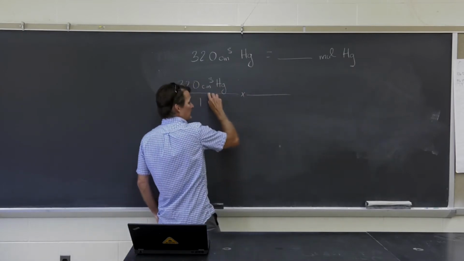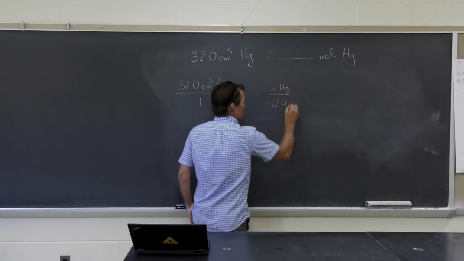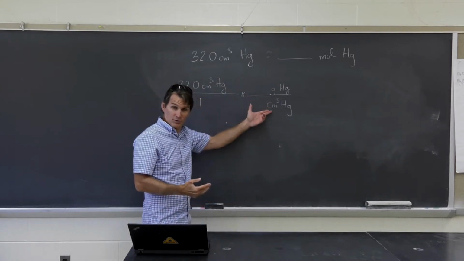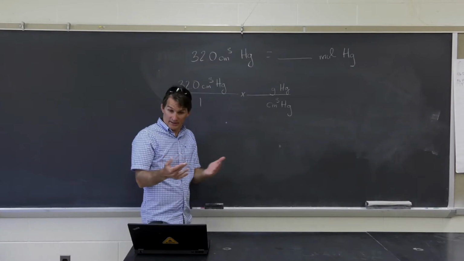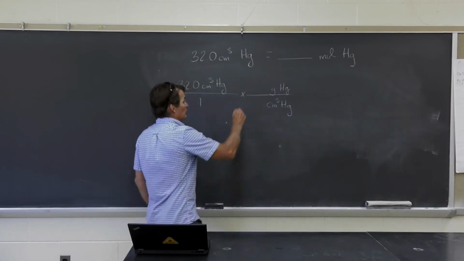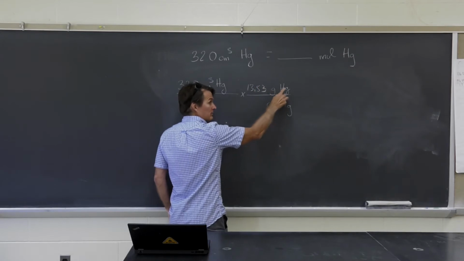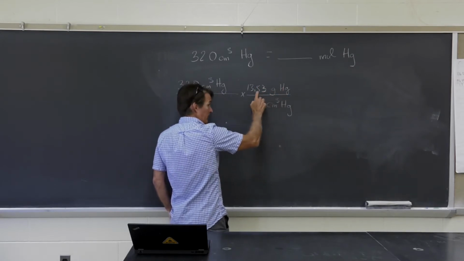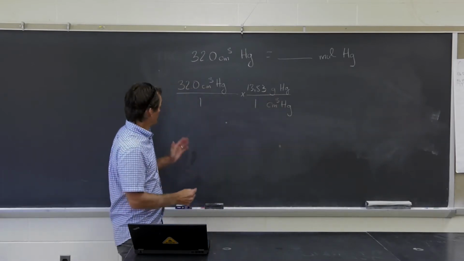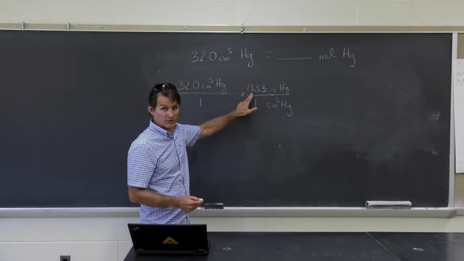And I want to convert the centimeters cubed of mercury into grams of mercury. Grams per centimeter cubed, that's the density, right? The relationship between mass and volume, that's just the density. And they give you the density here, 13.53 grams per centimeter cubed. The 13.53 goes with the gram, and that's for every centimeter cubed. So if I just did this, I'd convert my centimeters cubed of mercury to grams of mercury.